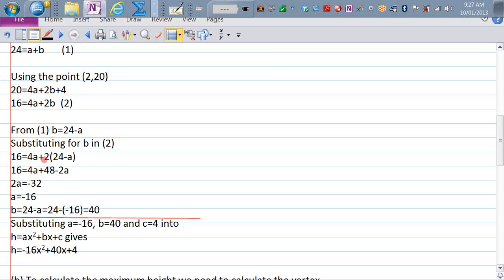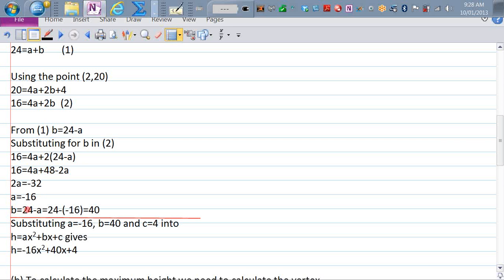16 equals 4a plus 2 times 24, which is 48, and 2 times minus a is minus 2a. I'm going to transpose: 4a minus 2a is 2a. And the 48 is going to go over here. 16 minus 48 is minus 32. So I have 2a equals minus 32 and a equals minus 16.